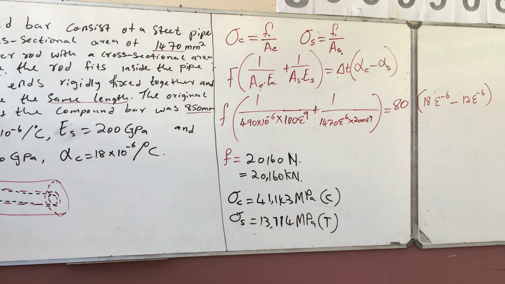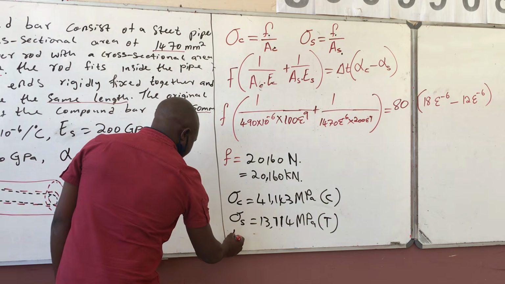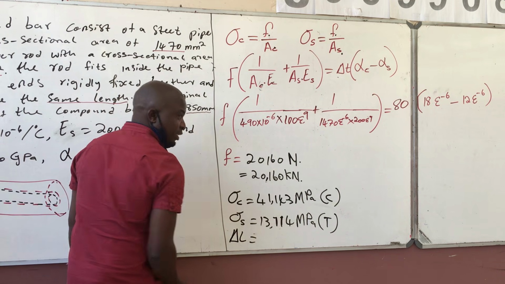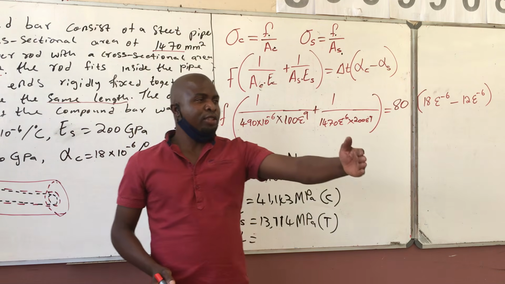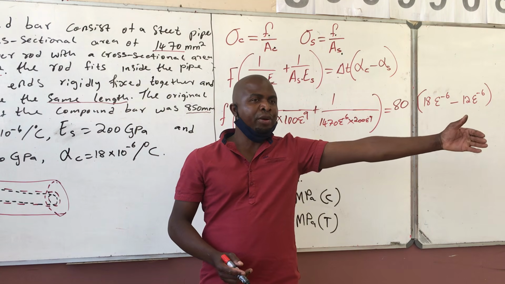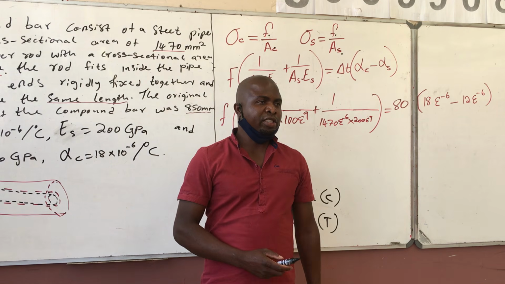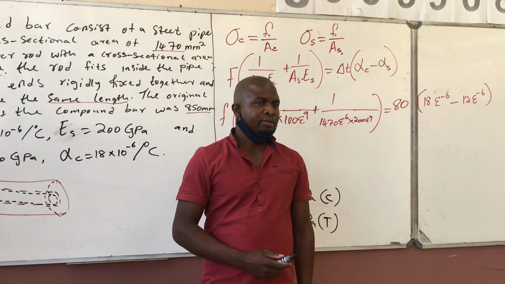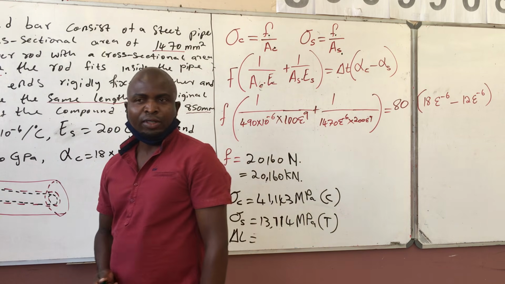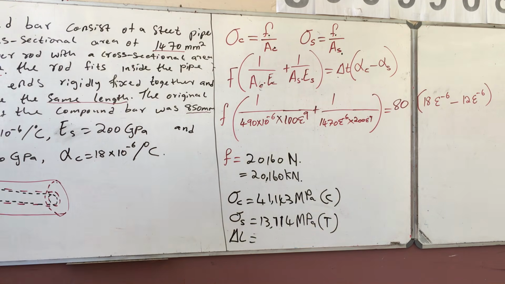Okay. We are done. But before we finish, we should calculate change in length. So for your change in length, these two rows, you use copper. These two rows, you must use steel to calculate your change in length. Do you understand? Yes, calculate your change in length. The other two rows must use steel, the other two copper.